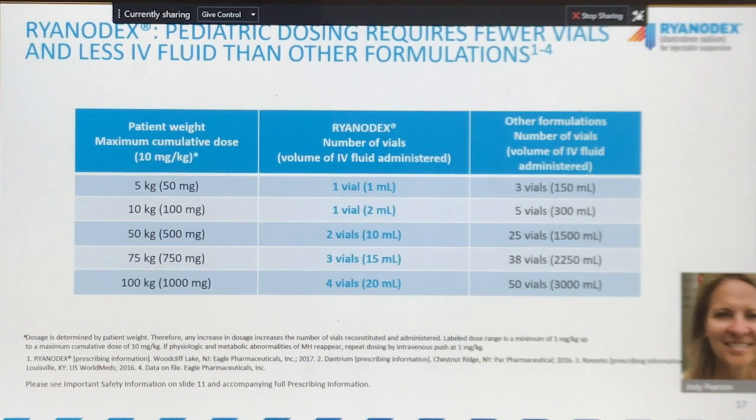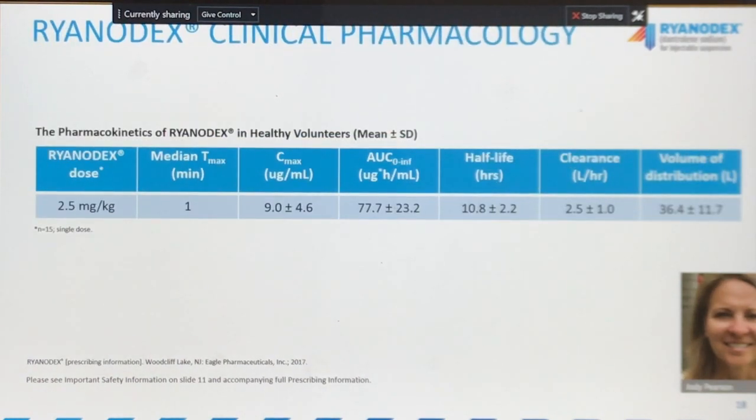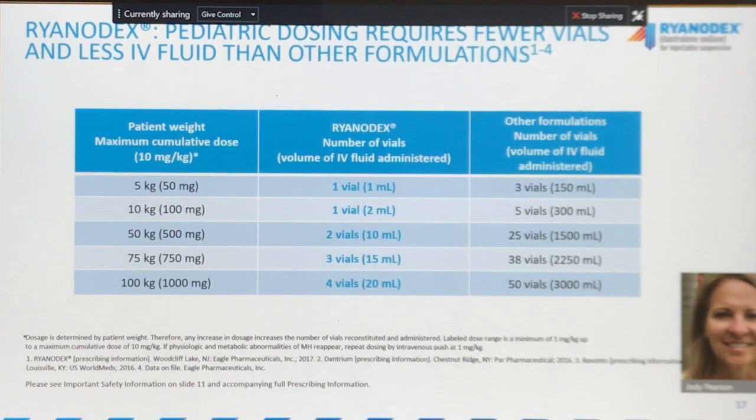Moving along here, I'm going to skip a couple of these slides. Actually, let's see.